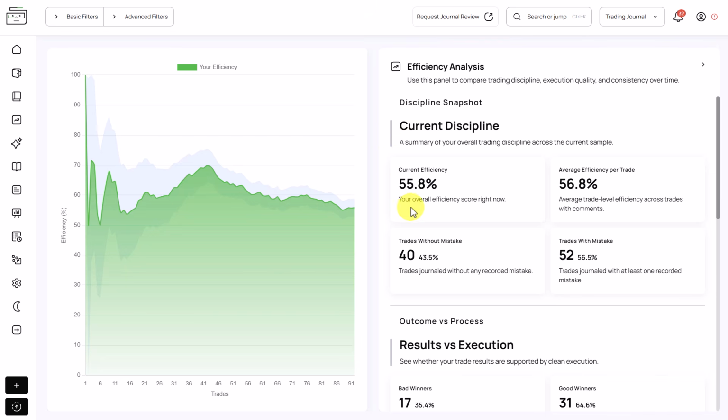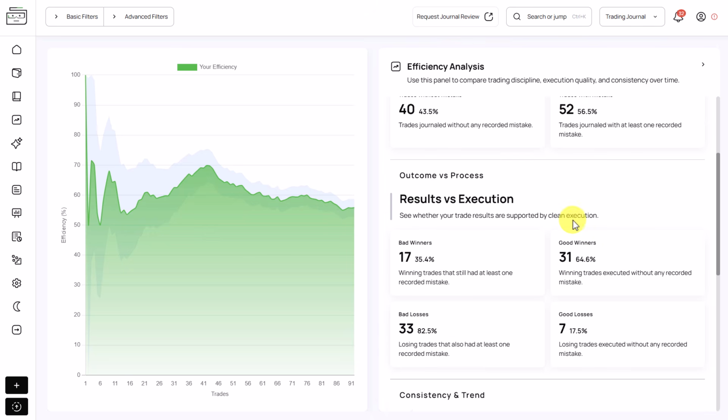So current efficiency is 55.8%. This is where your curve currently is. And current efficiency just means how often have you assigned positive comments that describe positive trading behavior to your trades. Your average efficiency, and then you can see here trades without a mistake. You have 40 trades in this trading journal where you did not make any mistakes, and 52 trades where you did make a mistake. But we can again dig much deeper into your performance.